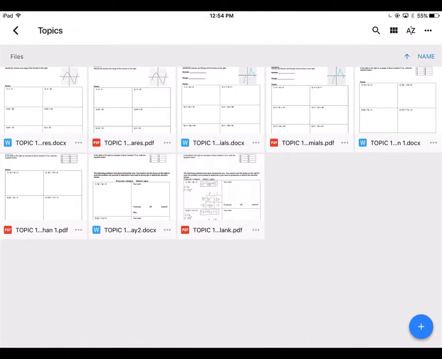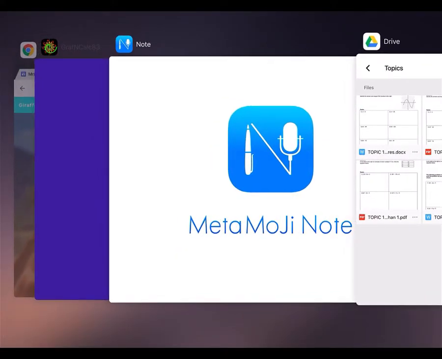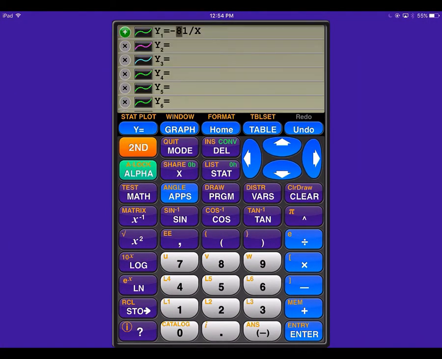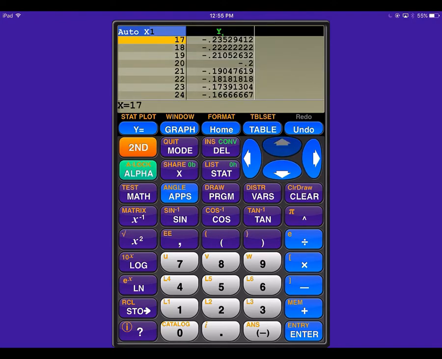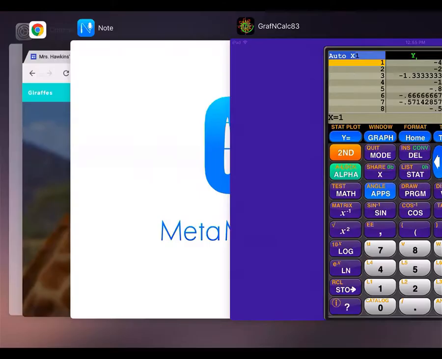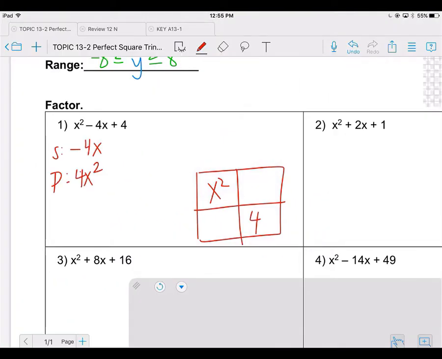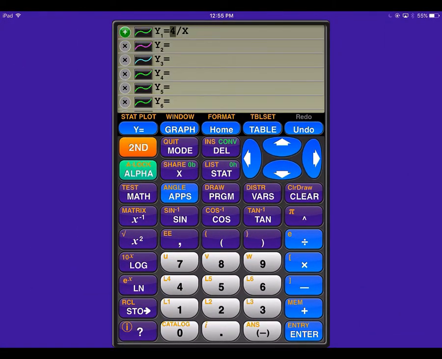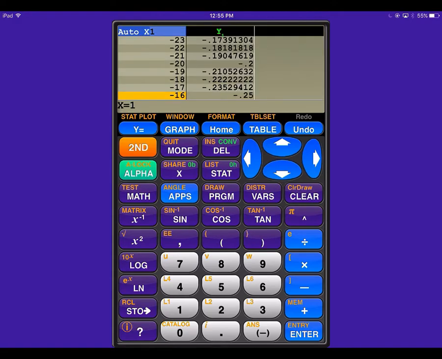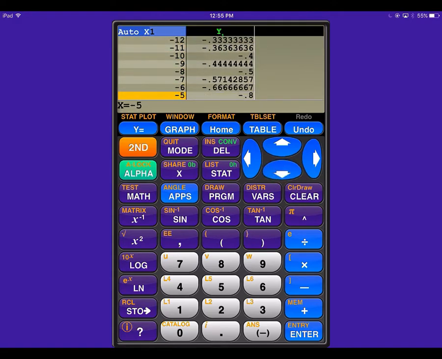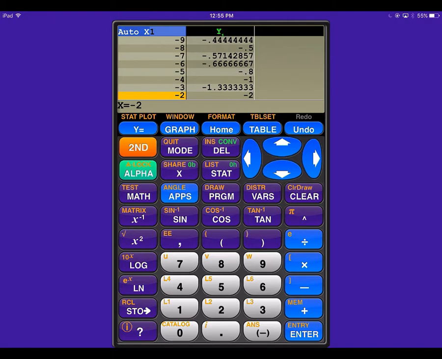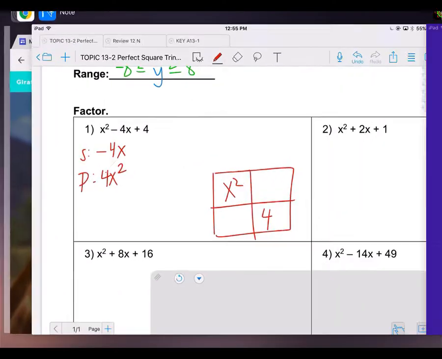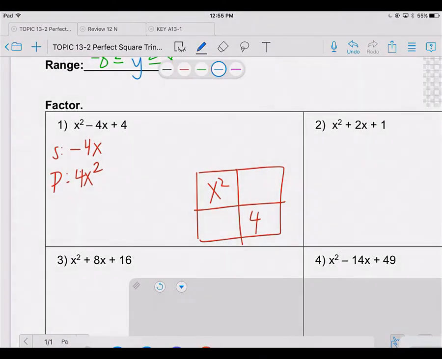So in y equals, I'm going to put 4 divided by x and look for two numbers that add to -4. So -2 plus -2 would give me a -4. These come from the calculator.